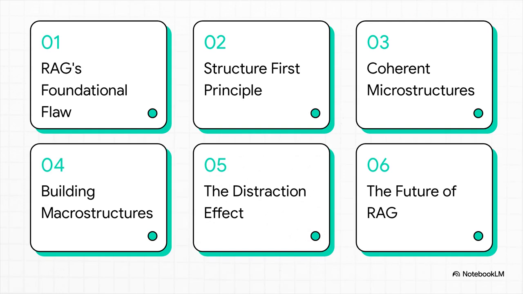First, we're going to tear RAG down a bit and find its biggest, most foundational flaw. Then, we'll build it back up with something called the structure-first principle. From there, we'll zoom in on the tiny details, the microstructures, and then zoom back out to the big picture, the macrostructures. We'll even see how all this helps defeat something called the distraction effect. And, of course, we'll wrap up by taking a peek at what's next for RAG. Sound good? Let's get into it.